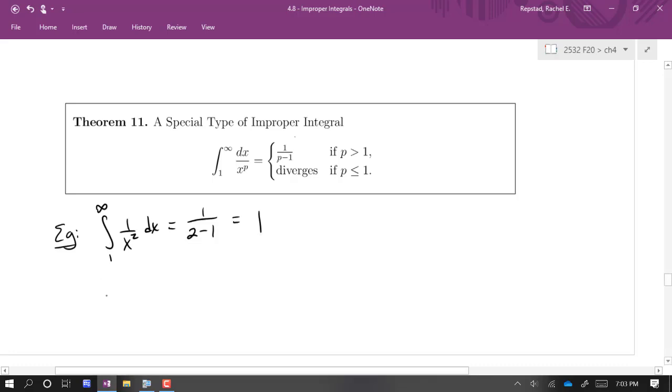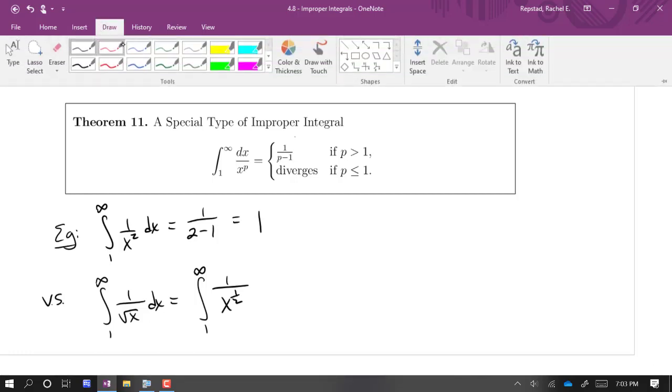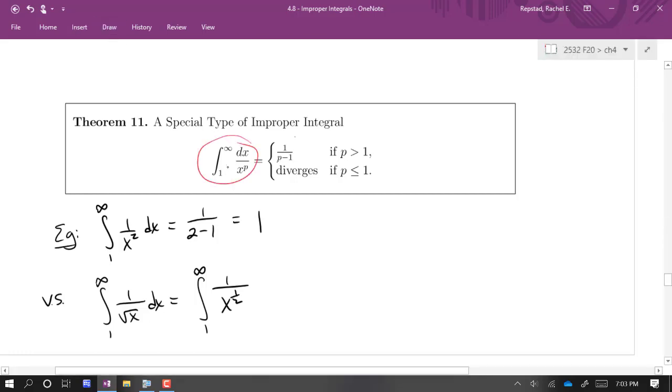On the other hand, if we compare that to the integral from 1 to infinity of 1 over root x, we could rewrite this as the integral from 1 to infinity of 1 over x to the 1/2. I'm writing it in that way. I'm not writing it as x to the negative 1/2. I'm writing it as 1 over x to the positive 1/2 because I want it to be in this particular form so I could apply the theorem.